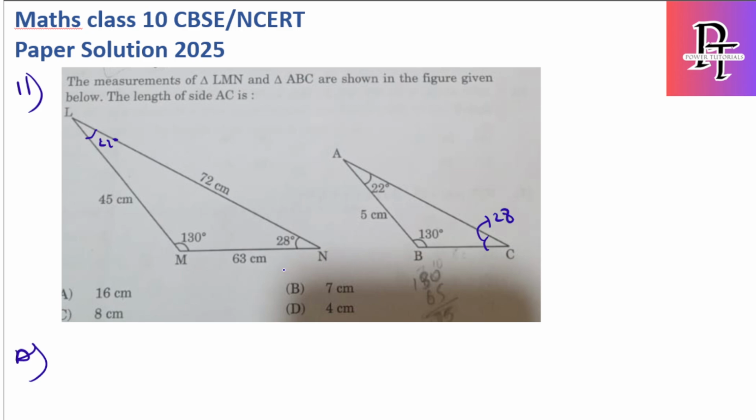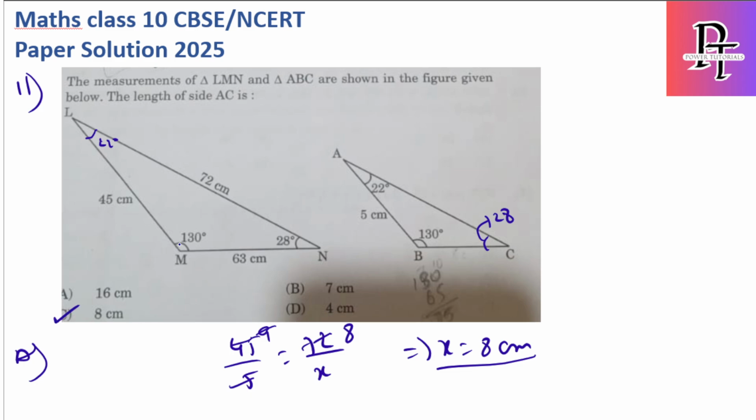So I'll just write the ratios. I want AC. This one I have, this one. So 45 by 5 I can write as 72 by the required, which is x. 5 ones are 5, 9 ones are 9, 8 nines are 72. Therefore x is equal to 8 centimeters.